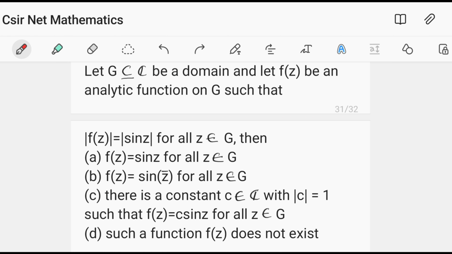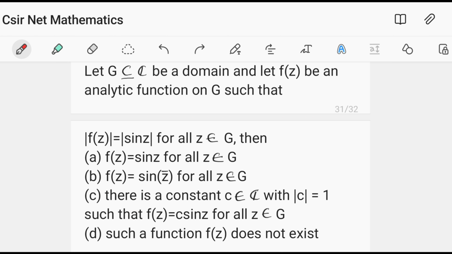Let us solve this CSIR NET problem. It's a Part B question, only one of the options will be correct. The question here is: let G, a subset of C, the complex numbers, be a domain, and let f of z be an analytic function on G such that mod f of z is equal to mod sin z for all z belongs to G. Then four options are given.